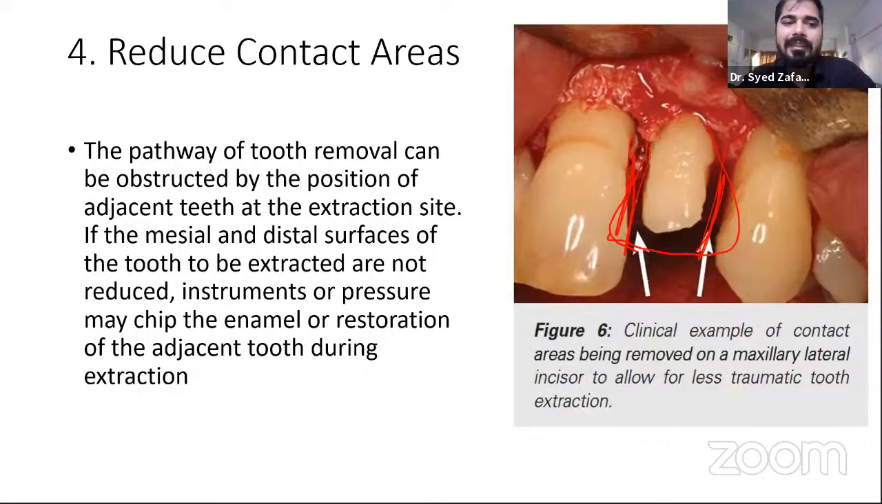Okay, we remove the mesial and distal side of the tooth, so all the pressure, all the forces only engage the tooth, not the adjacent tooth. This is the fourth principle. If you're planning for atraumatic extraction, especially in the anterior region, this is very helpful.